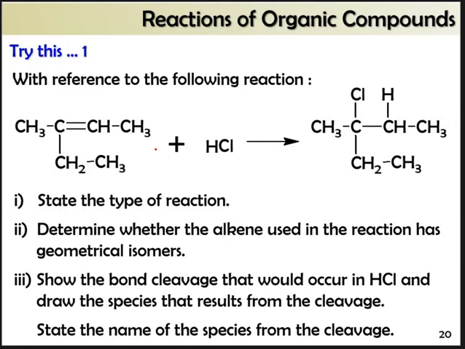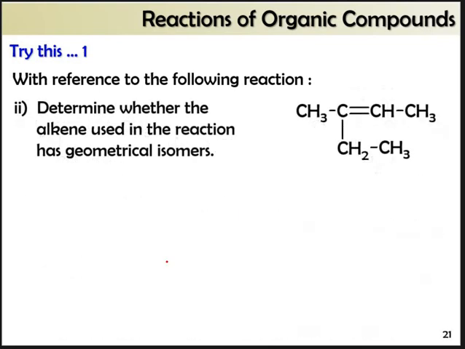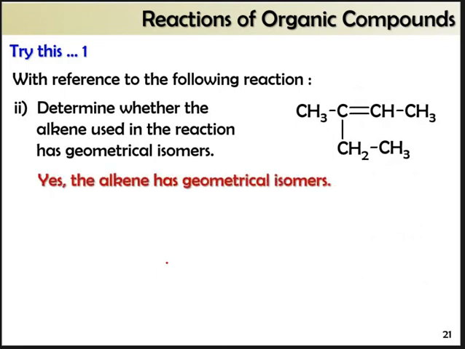And then, okay, try this with reference to the following reaction. State the type of reaction. Ini kamu belum belajar lagi. And then determine whether the alkene used in the reaction has geometrical isomers. Okay, so dia ada tak geometrical isomers? Yes, because the alkene group here has restricted rotation about the carbon-carbon double bond.